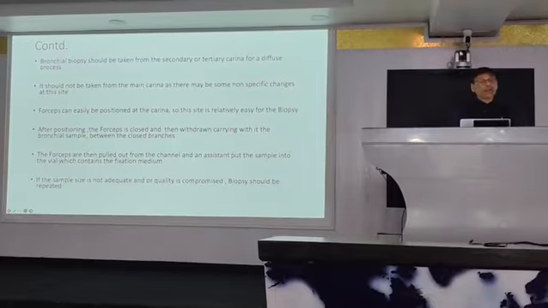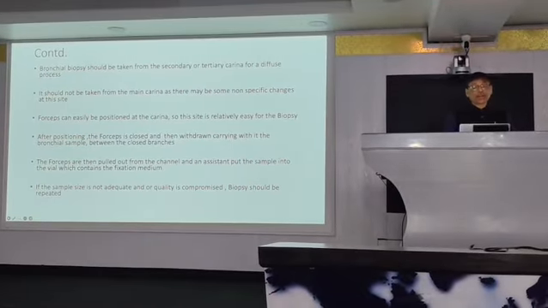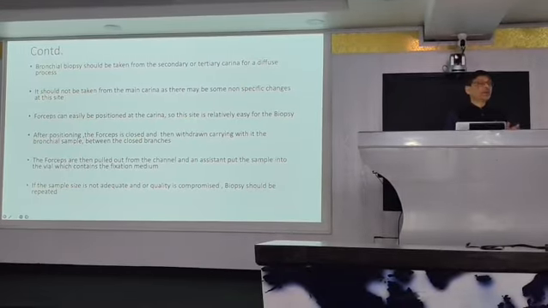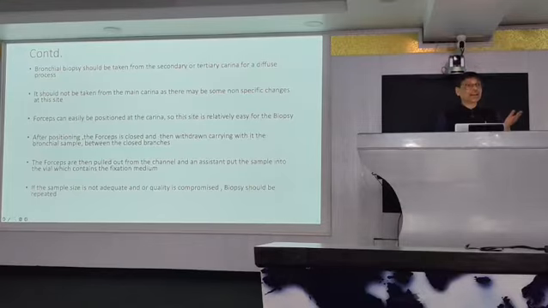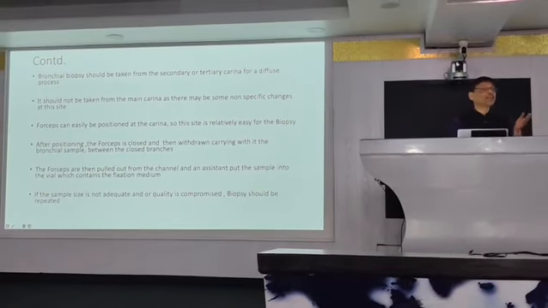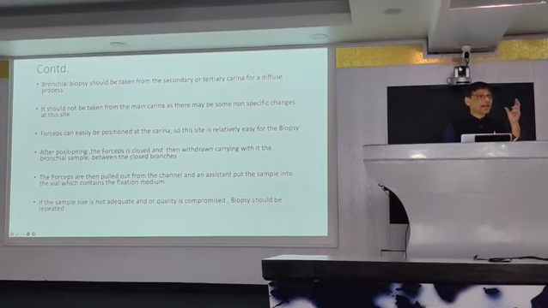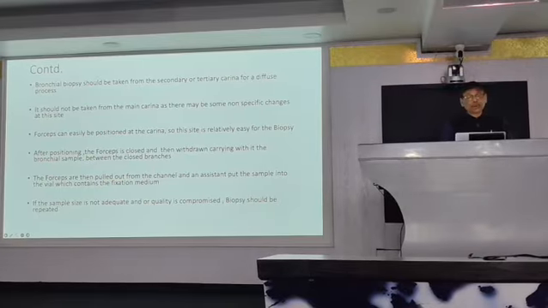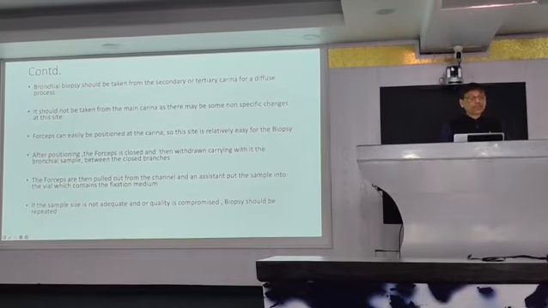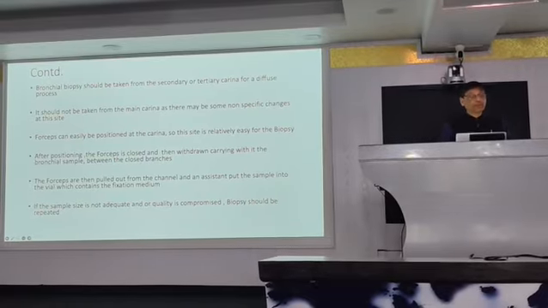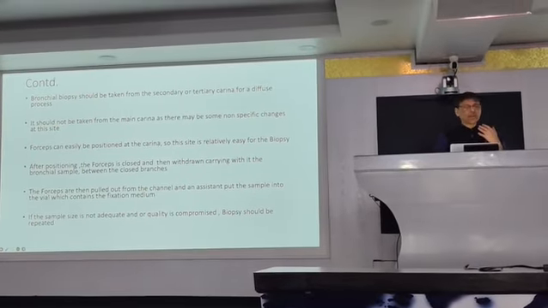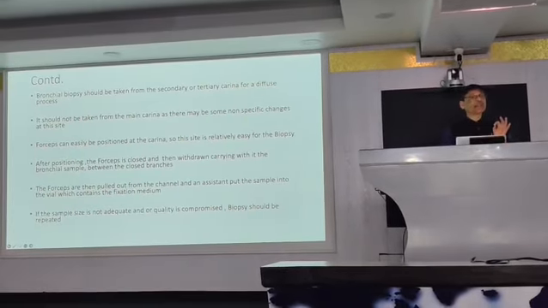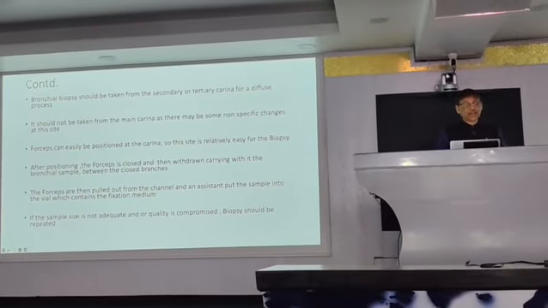Bronchial biopsy should be taken from the secondary or tertiary carina for a diffuse process. And yesterday we all have seen what is tertiary carina, secondary carina. I was explaining this is LC1, LC2, RC1, RC2. One is main carina. It should not be taken from the main carina as there may be some non-specific changes at this site. So in main carina it is directly exposed, so there may be some non-specific changes. So it should not be taken from the main carina. It should be taken from the secondary or tertiary carina.